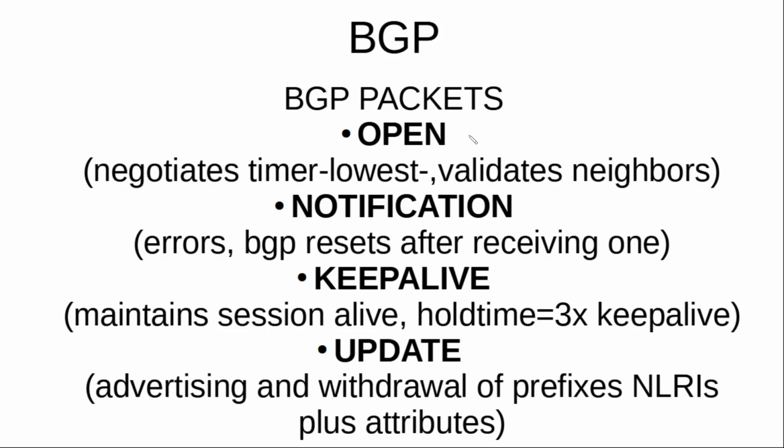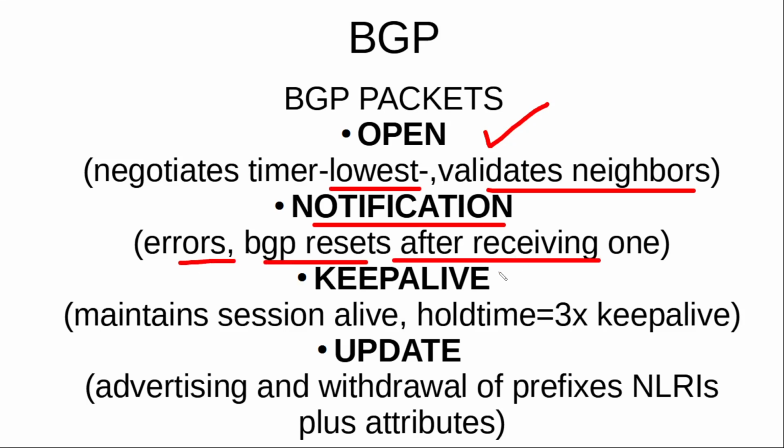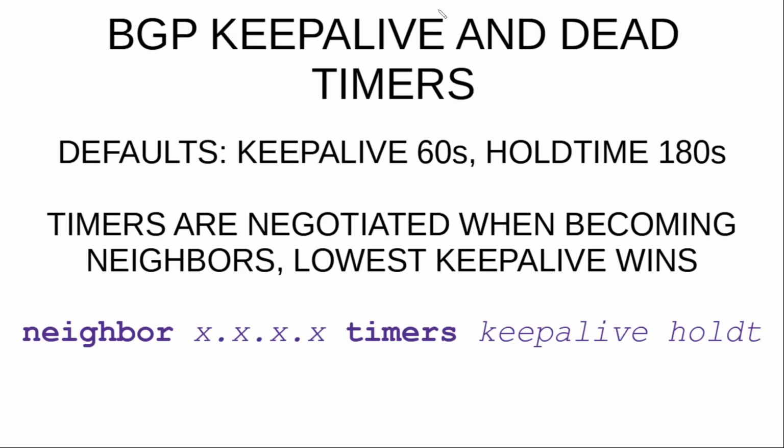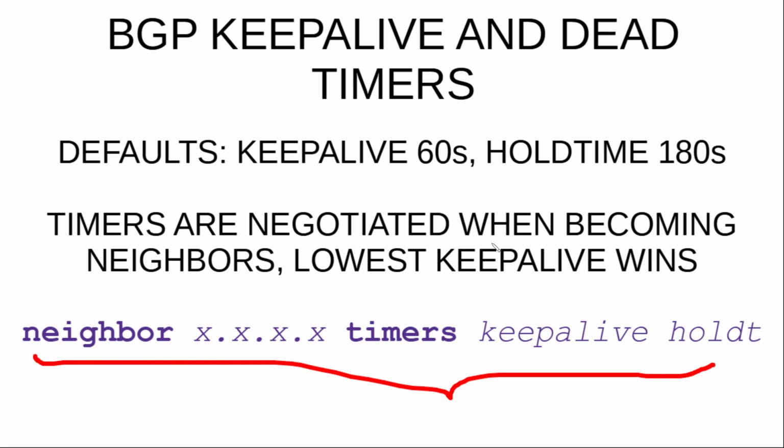Now these are the packets that we are going to use: open, which negotiates timers, and we are going to use the lowest timers, and validates neighbors. Notification is going to send errors. BGP resets after receiving one notification. The keepalive maintains the session alive. Usually the hold time is 3 times the keepalive. In the updates, we are going to advertise or withdraw prefixes. Now we can configure the keepalives this way. By default, remember the keepalive is 60 seconds and the hold time is actually 3 minutes.